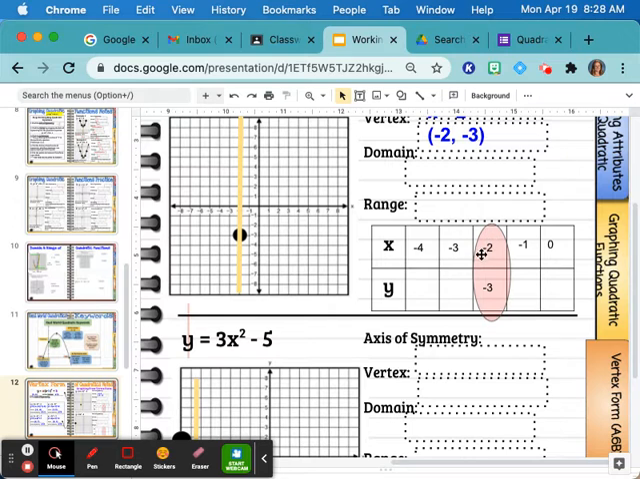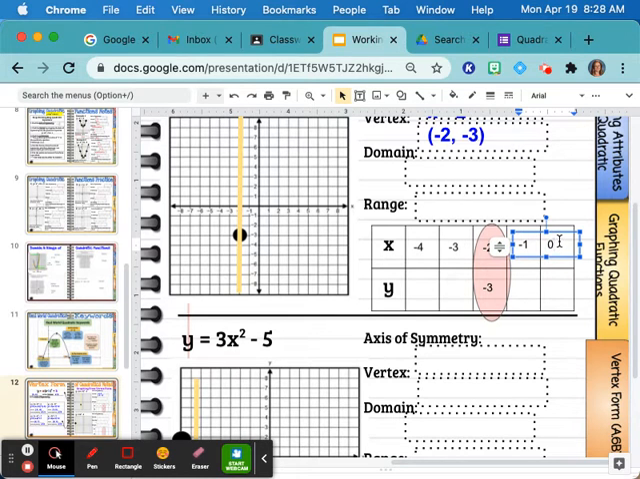So the vertex goes in the middle. We know the x and y value for that. And then to find points on both sides of the vertex, we go 2 to the right. So from -2, we go to -1 and then 0. And then 2 to the left, that means it's getting to be a smaller x value. So that's why we get the -3 and -4.